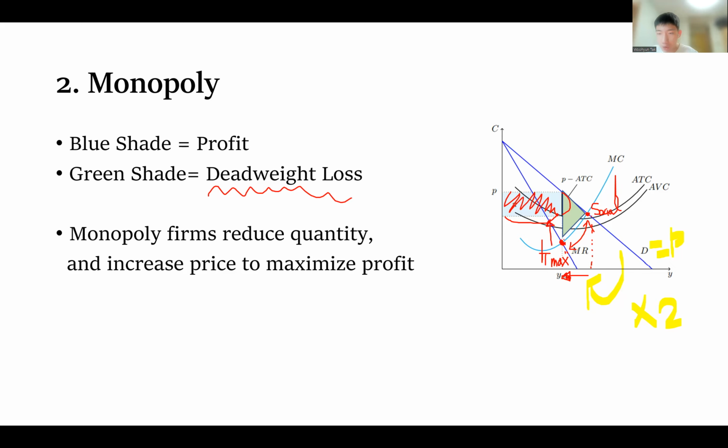This is the equilibrium, the profit-maximizing point, and the real price is determined at this point. Therefore, this one is the real price of the monopoly firm. This is the profit-maximizing quantity and this one is the socially optimum quantity. So they reduce quantity and increase price to maximize profit regardless of how consumers respond.